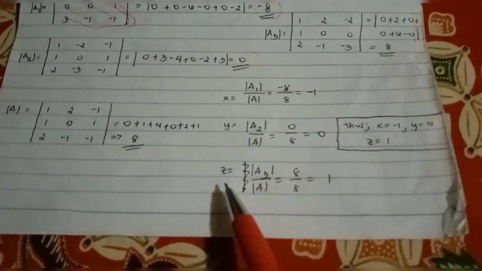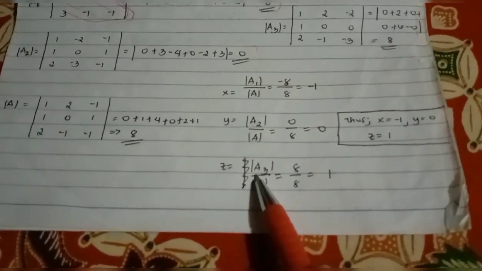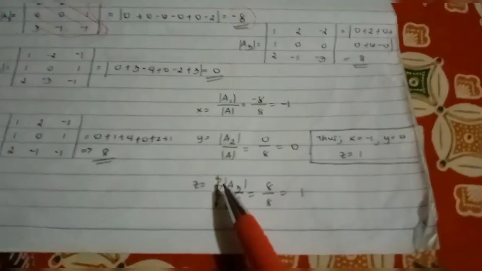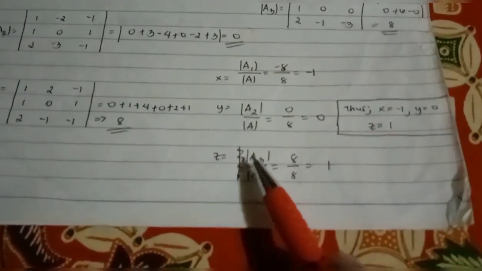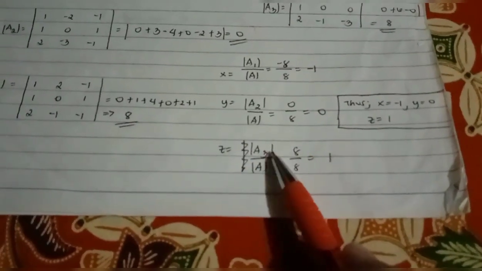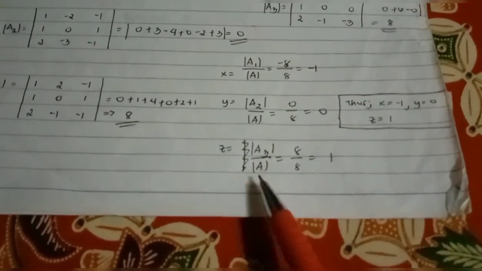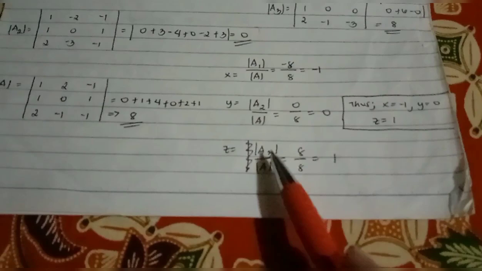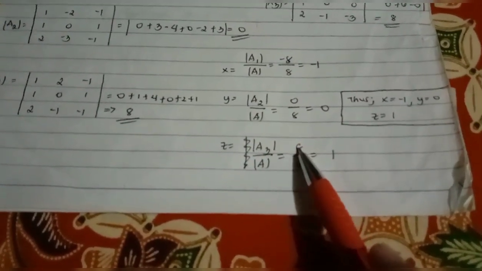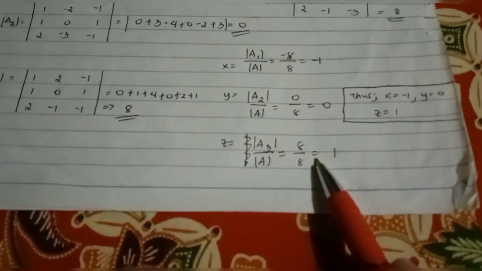The next value is the z. So to get the value of z, divide the determinant of a sub 3 over the determinant of a. So the determinant of a sub 3 is equals to 8. So 8 divided by 8 is equals to 1.